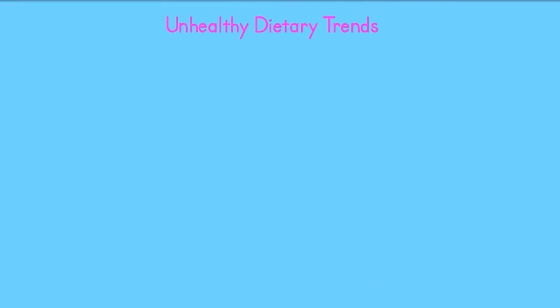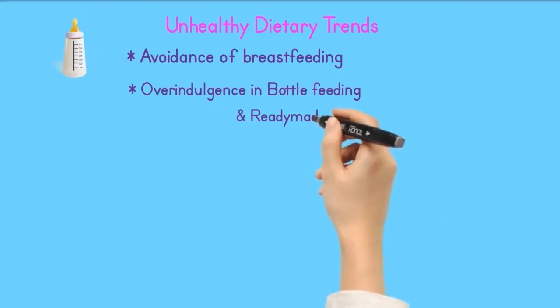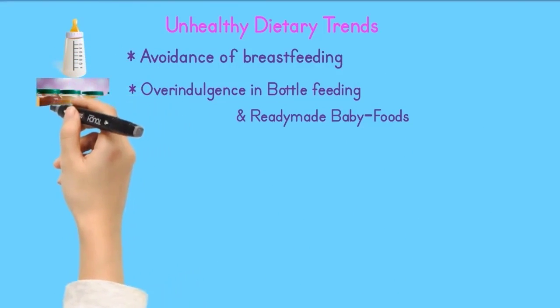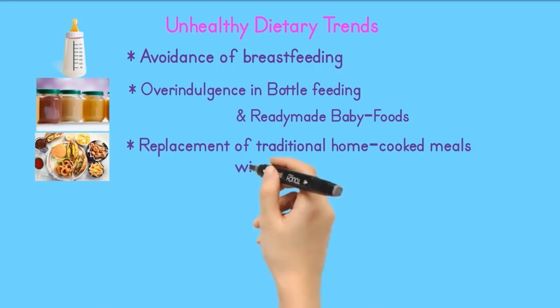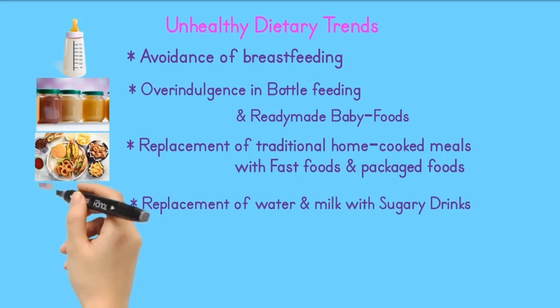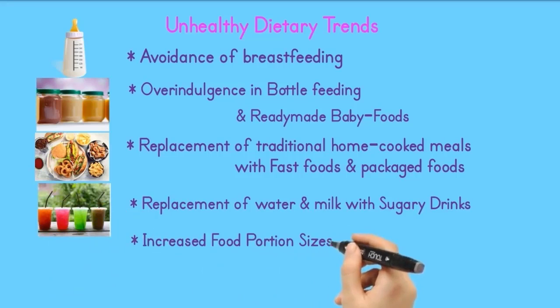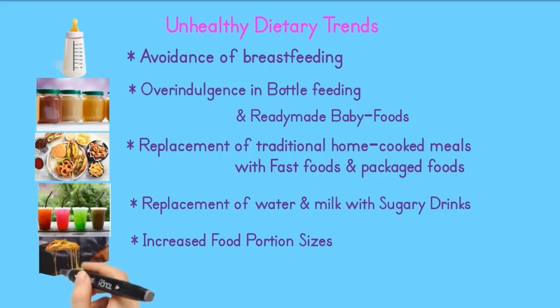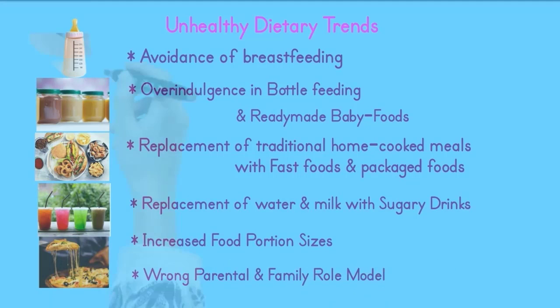The unhealthy dietary trends that have played a major role in the obesity pandemic are avoidance of breastfeeding, overindulgence in bottle feeding and ready-made baby foods, replacement of traditional home-cooked meals with fast foods and packaged foods, replacement of healthy beverages like water and milk with sugary drinks like sodas, fruit juices or energy drinks, and increased food portion size. Wrong parental and family role models contribute significantly to such unhealthy practices.